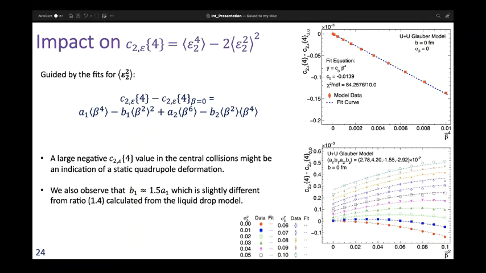Not only that, if you look at the parameters B1 and A1, you would find that the ratio B1 over A1 is roughly 1.5. And this is very close to the ratio that we saw for the liquid drop model, which was 1.4. Now the liquid drop model assumes uniform density, while the Glauber model is a completely different model, which actually inputs nucleons. So if we are a bit brave, we might say that this particular ratio is independent of system size for this particular variable in ultracentral collisions.